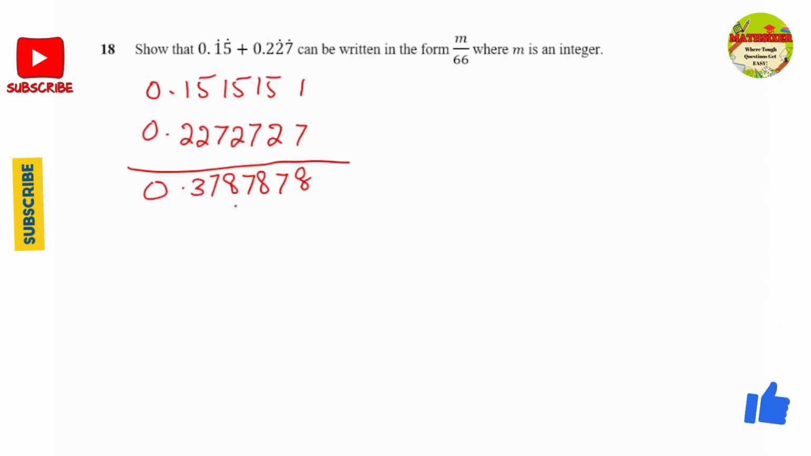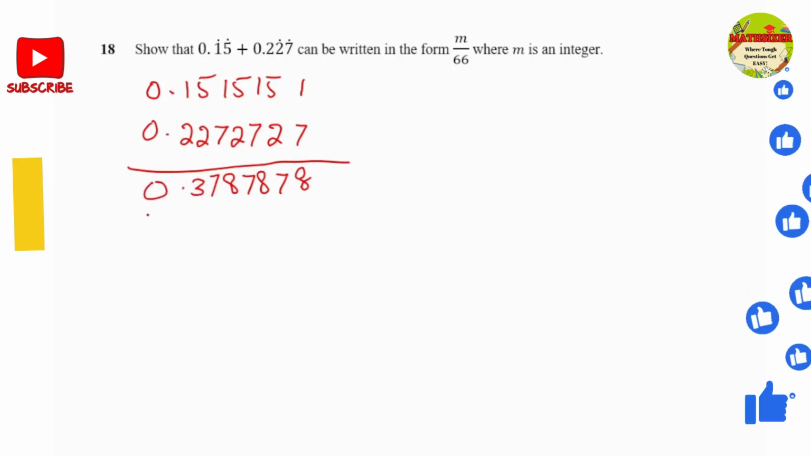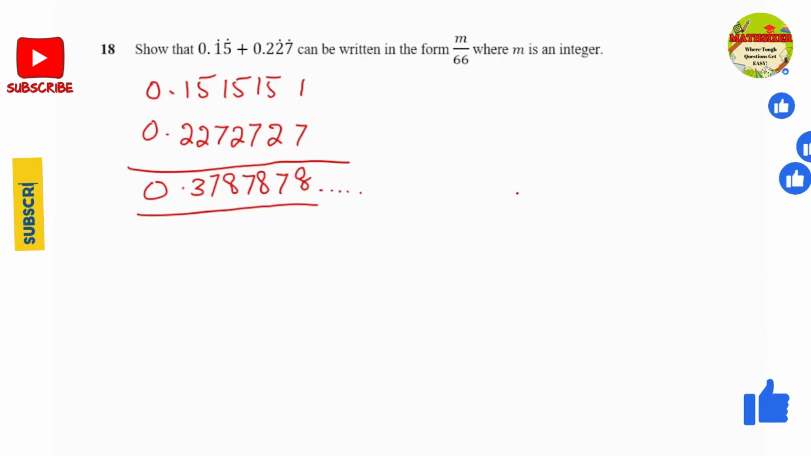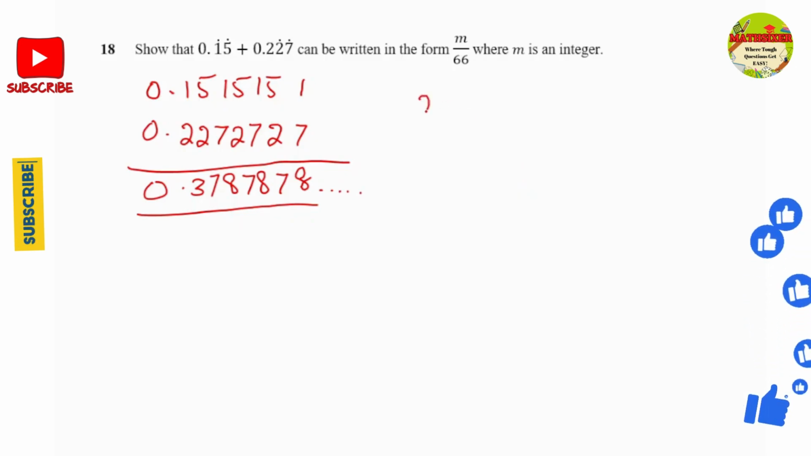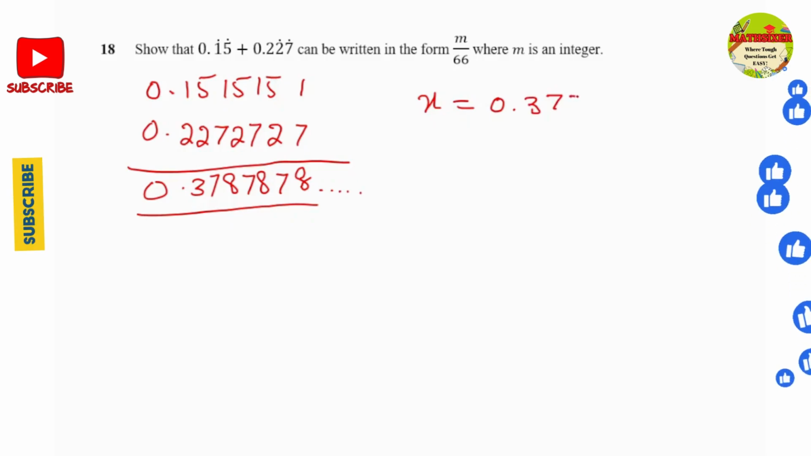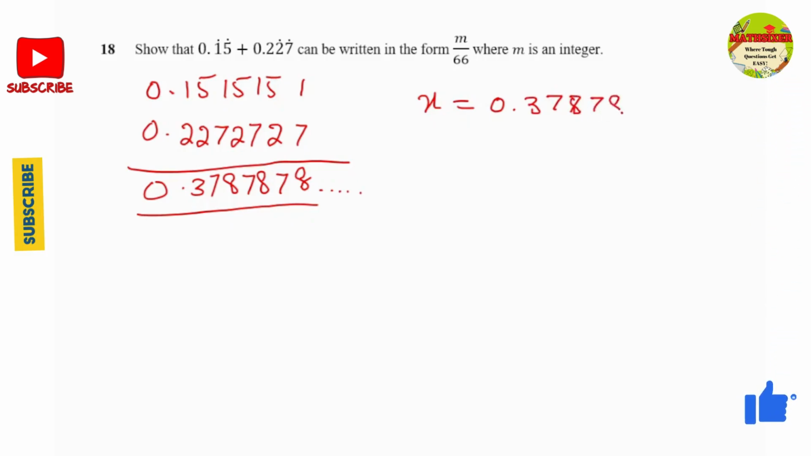We can clearly see that we have a number 0.3787878 recurring, yeah? So 78 is recurring. So two decimals are recurring. Let's say x is equal to 0.378 and 78. Let's multiply everything by 100.